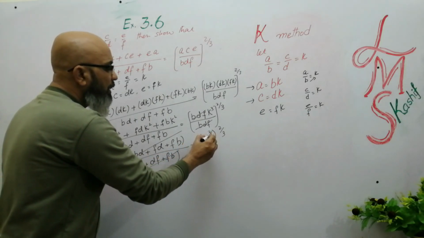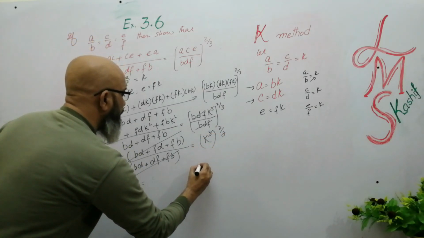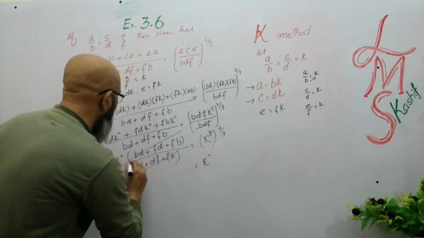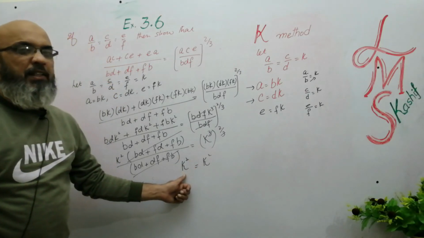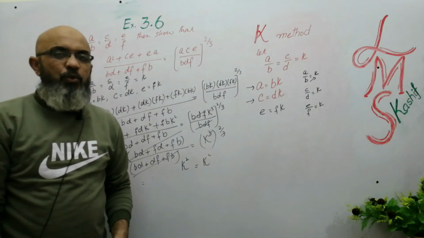Here when we multiply 3 with 2 over 3, what we get here? k square, and what we get here on the left hand side? k square. So that's all for today.